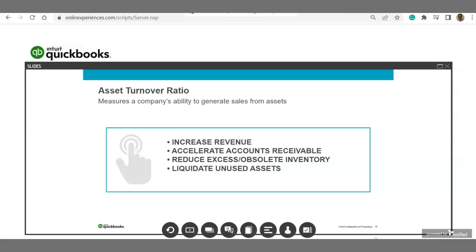accelerating AR collections. And as you have these conversations on all of these ratios, think about the two factors in the calculation you're making. So in this case, when you're talking about increasing revenue, using the assets to do that, accelerating AR collections, bring that cash in, reducing excess or obsolete inventory, discussions about maybe liquidating unused assets.